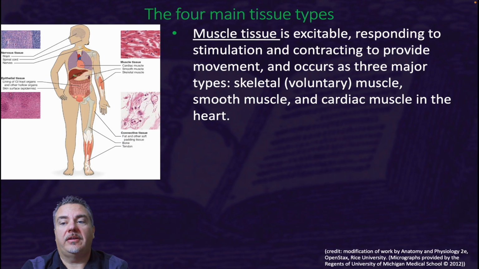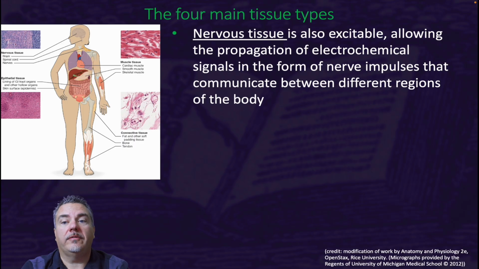Muscle tissue is excitable, responding to stimulation and contracting to provide movement, and occurs as 3 major types: skeletal or voluntary muscle, smooth muscle, and cardiac muscle in the heart. Nervous tissue is also excitable, allowing the propagation of electrochemical signals in the form of nerve impulses that communicate between different regions of the body.